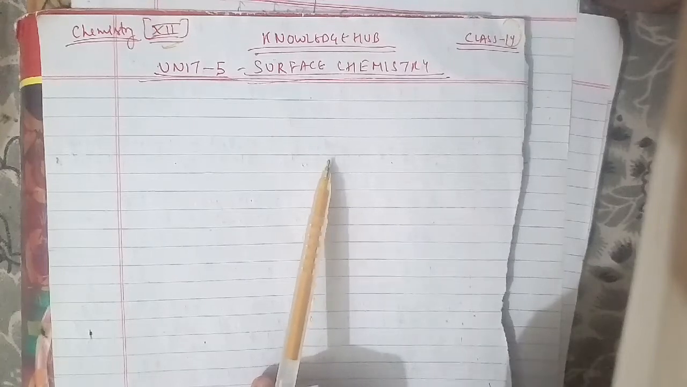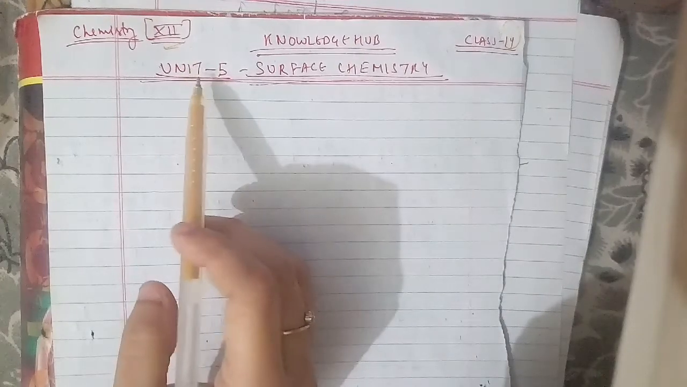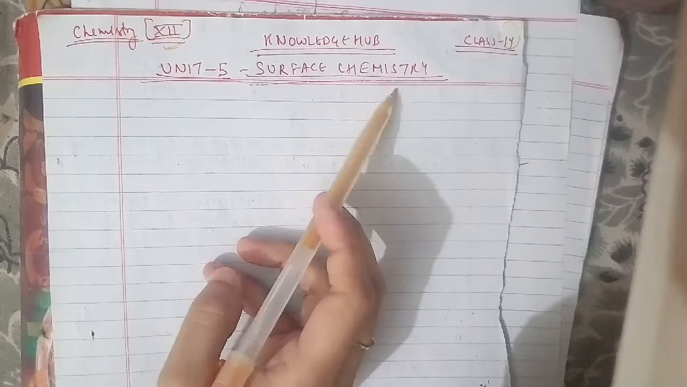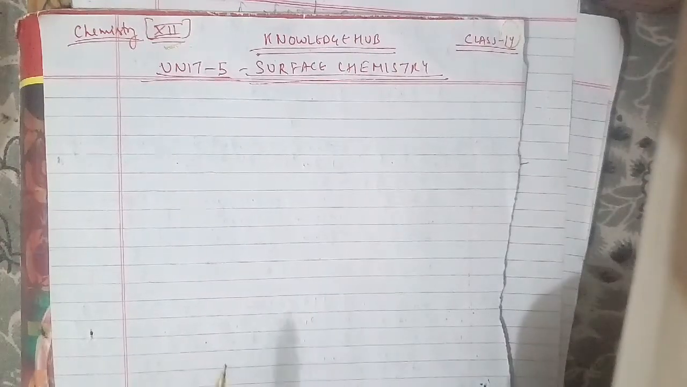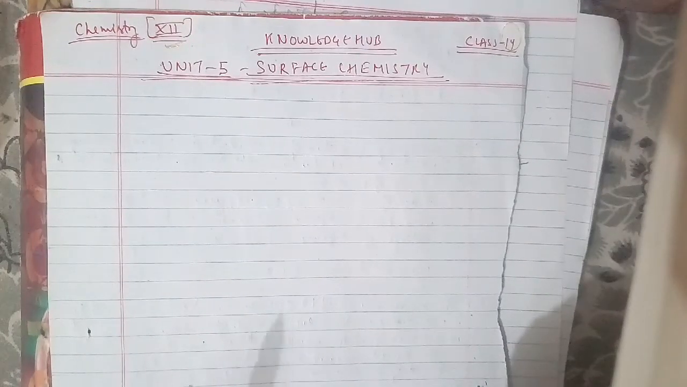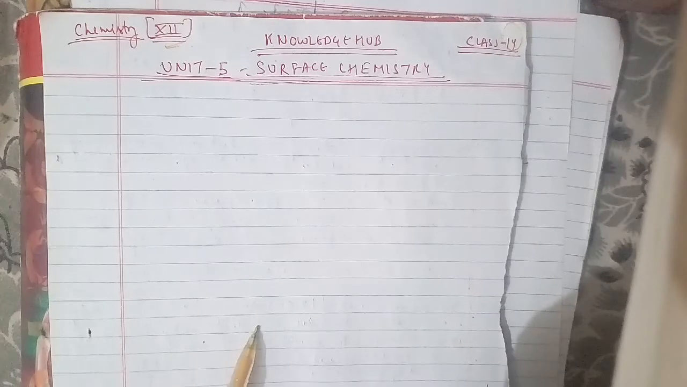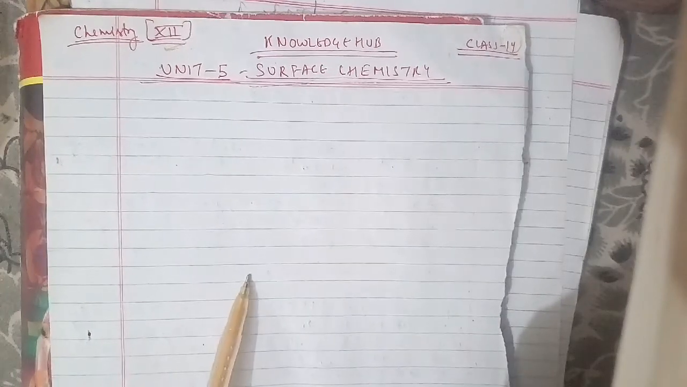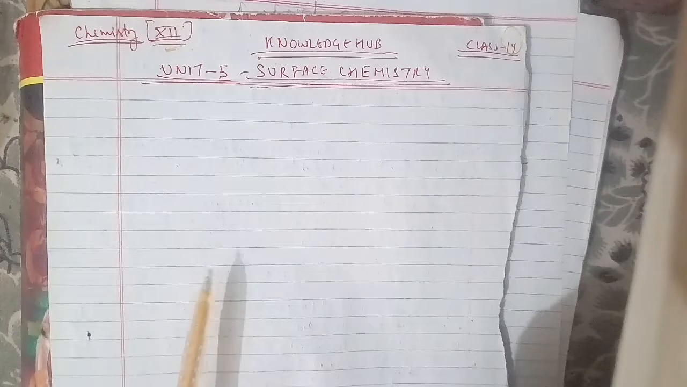On the same note, we'll start discussing unit 5, which is your surface chemistry. Before that, we had completed your unit 1, unit 2, unit 3 and unit 4 as well. Unit 5, which we had started, and hopefully we'll complete that soon here.